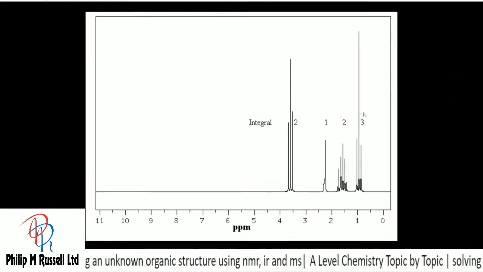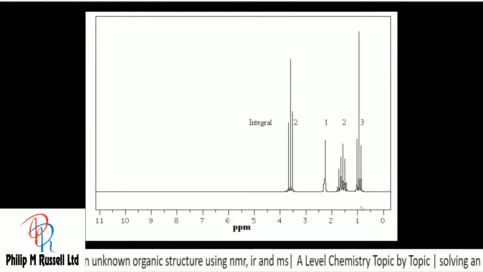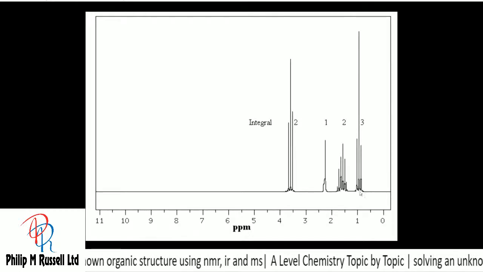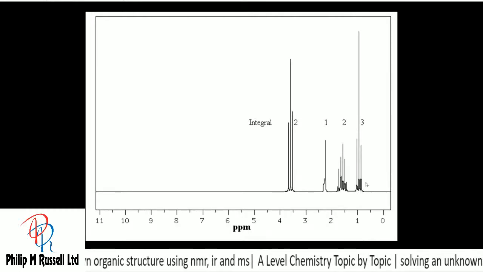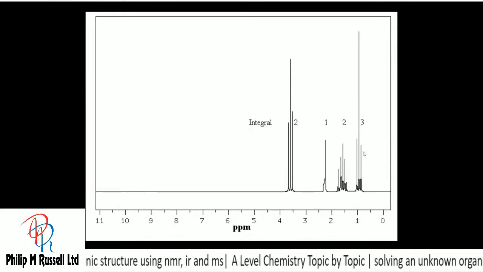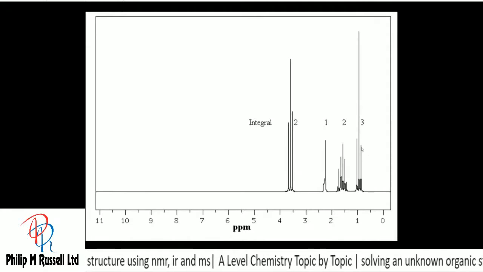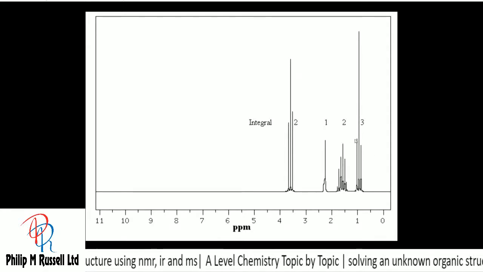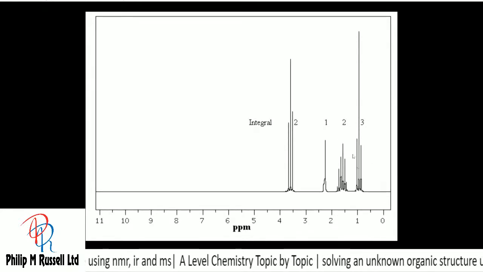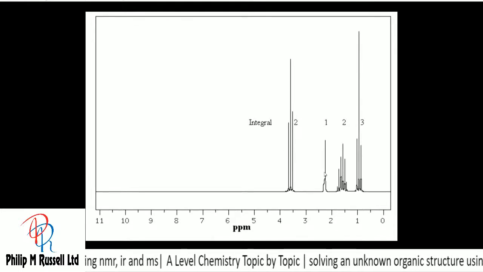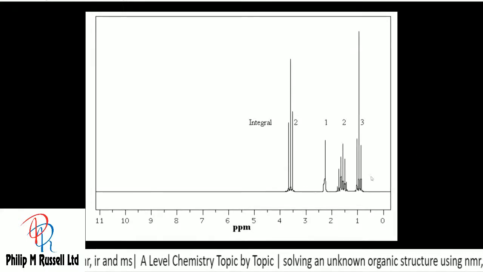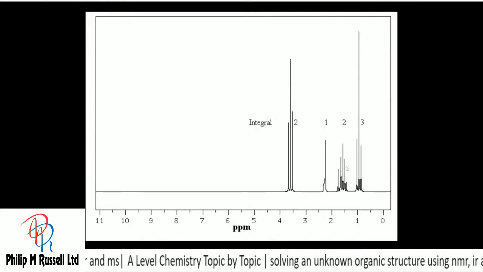So now we've got an integral value of 3, about 1, but not really. It's a bit below 1, so 0.8, 0.9. Integral value of 3, so there's 3 protons. It's a triplet. N plus 1 equals 3, so n equals 2. So it's a CH3 because of the integral, and it can see a CH2. So that's that terminal environment, and it's at this end, so it's a long way from the OH. So you can definitely say you've got a terminal CH3.